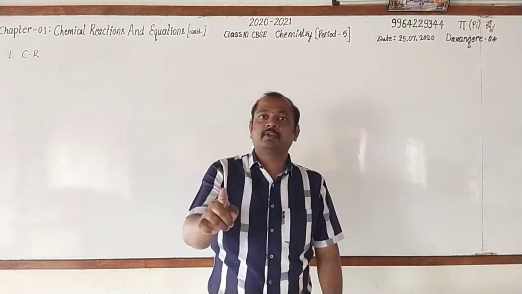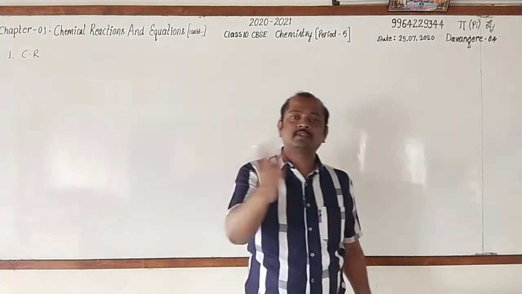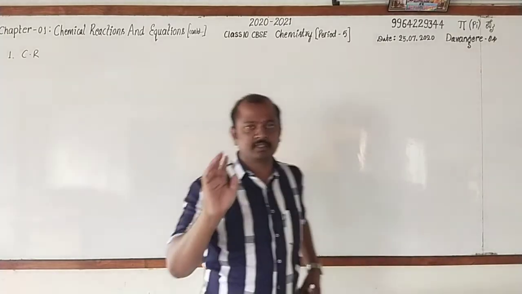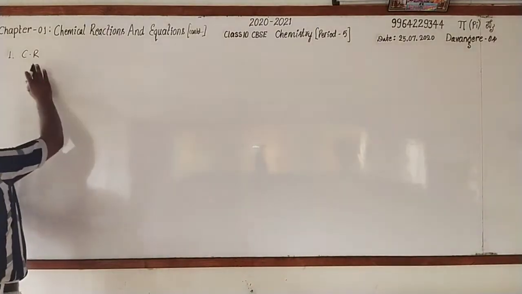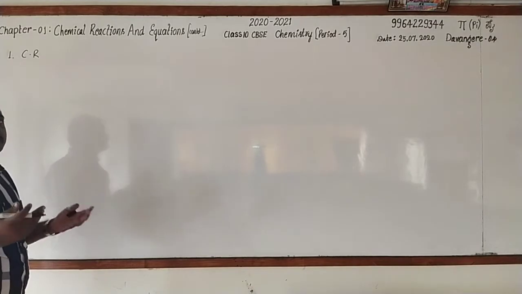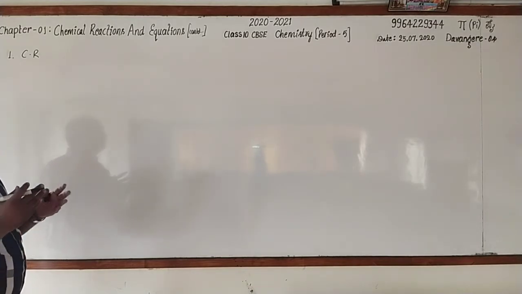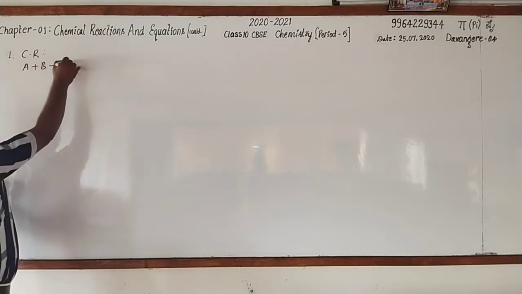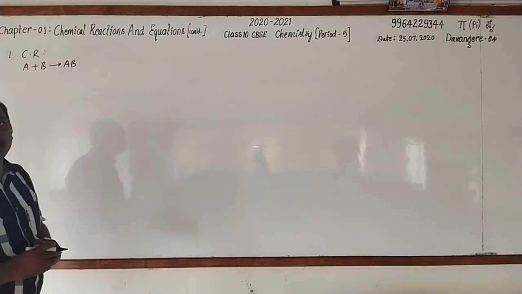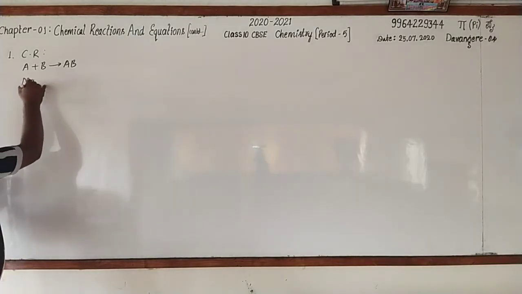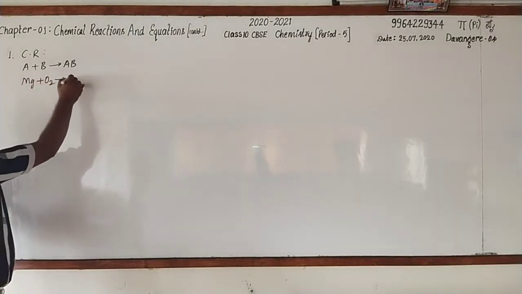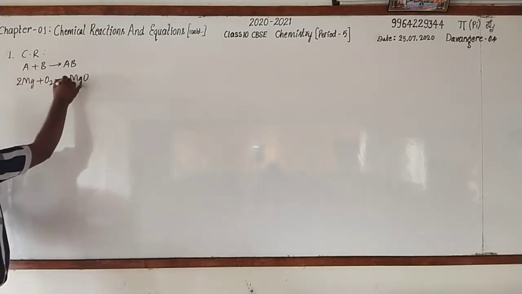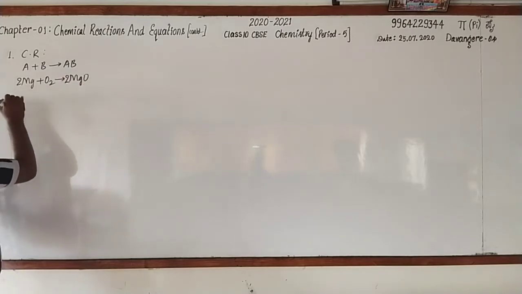The type of chemical reaction in which two or more substances combine chemically to form a single product, nothing but a single substance, right? This is called a combination reaction. Then how do we express this reaction in general? It is A plus B gives rise to AB. Give an example for this. When magnesium reacts with oxygen, it produces a single compound, that is magnesium oxide. So 2Mg plus O2 gives 2MgO.